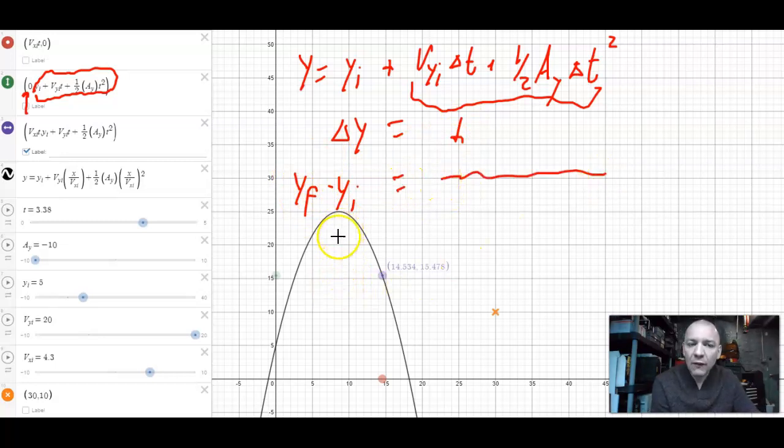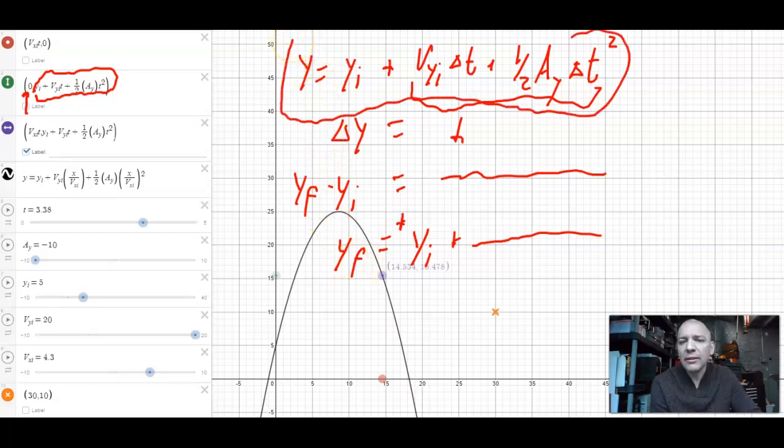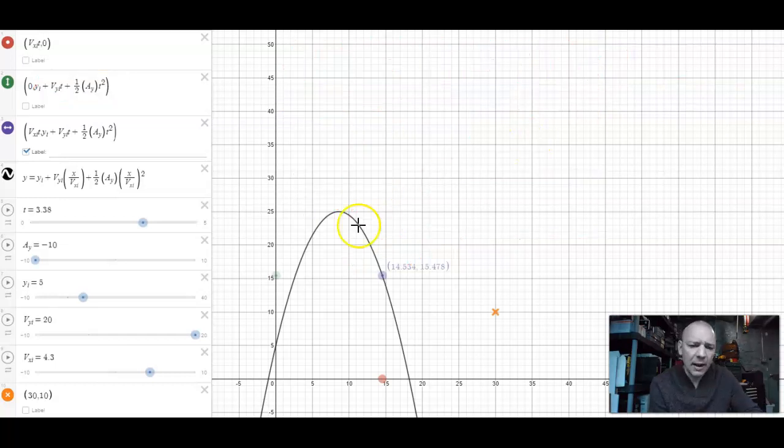So if we just solve this for y final, we get y final equals, the y initial comes over as a positive because we add y initial to both sides. And then we have plus vyi delta t and all that stuff. So when we're saying y equals y initial, what we're really saying is we're using the equation for delta y, and we're bringing this y initial over for us. So that comes out to be not too bad. And this shows up in a lot of our problems.